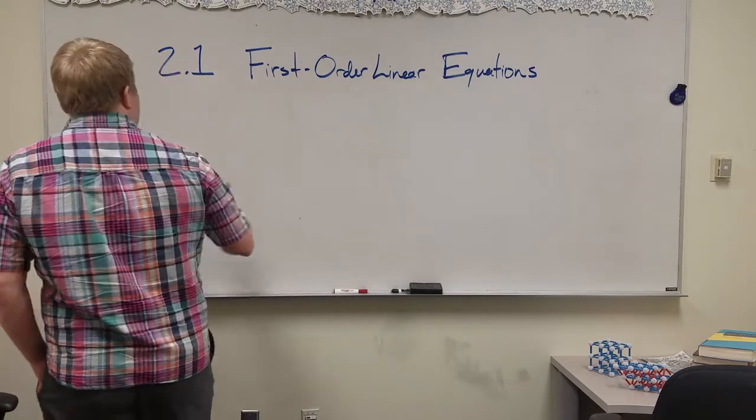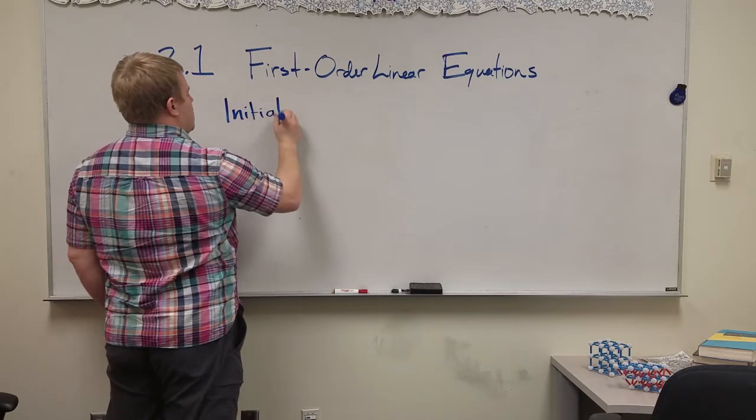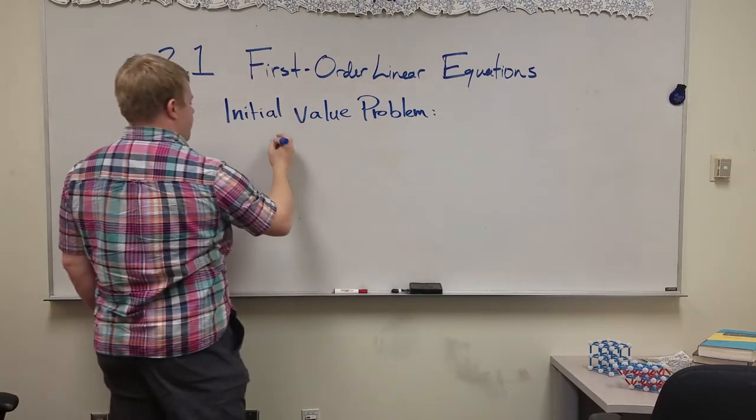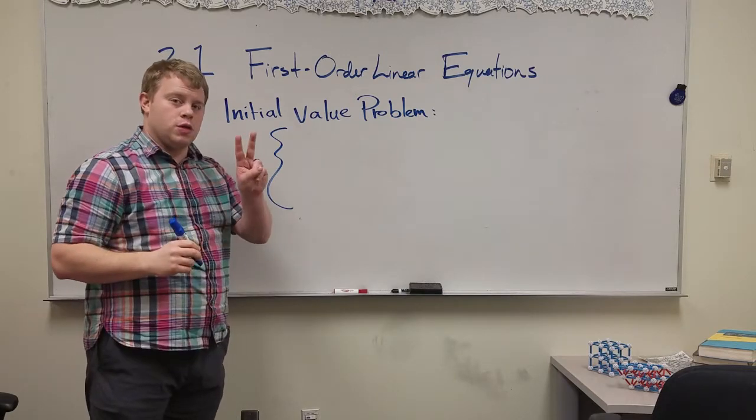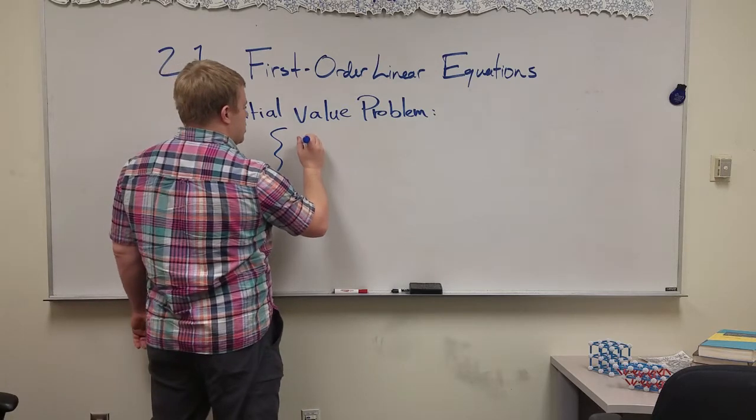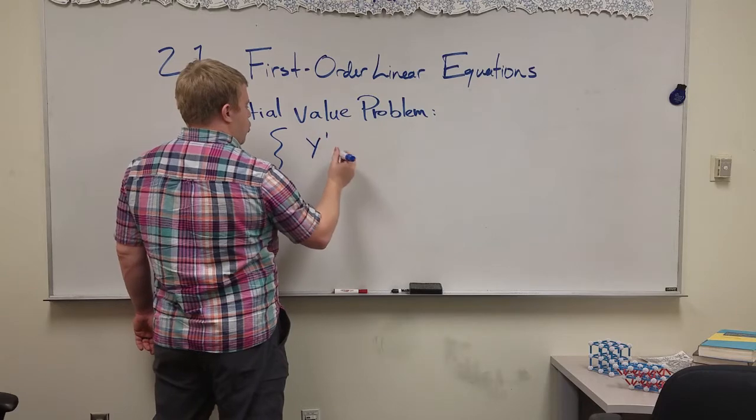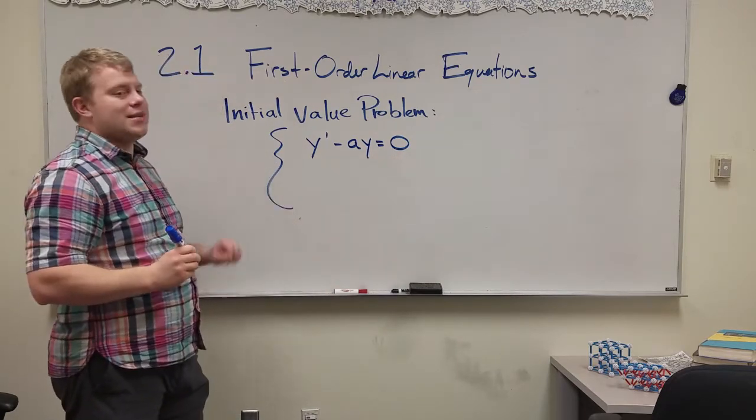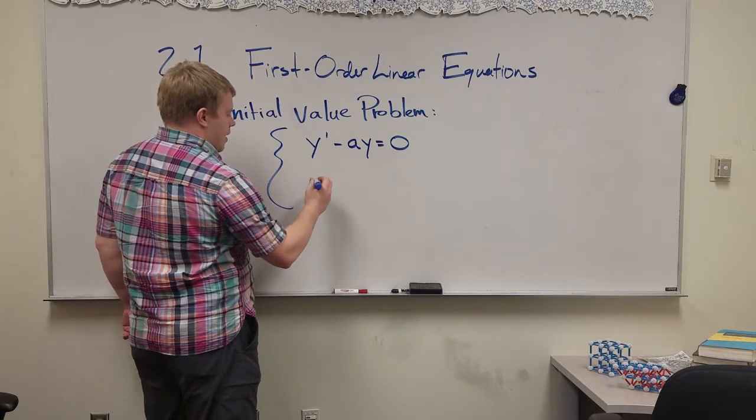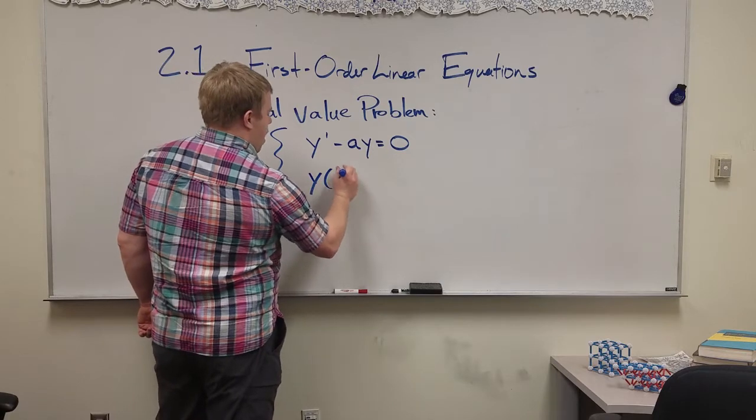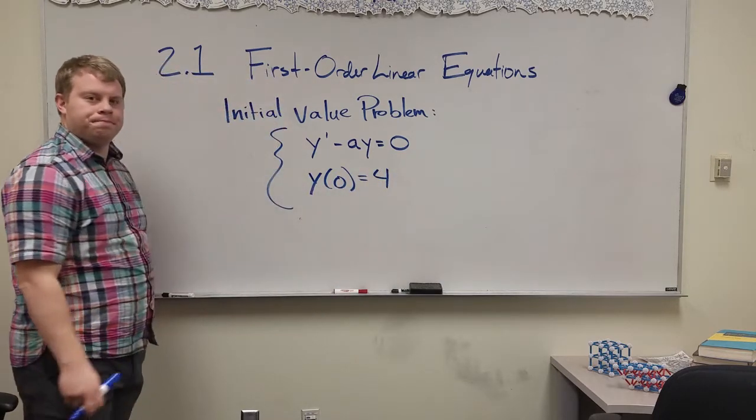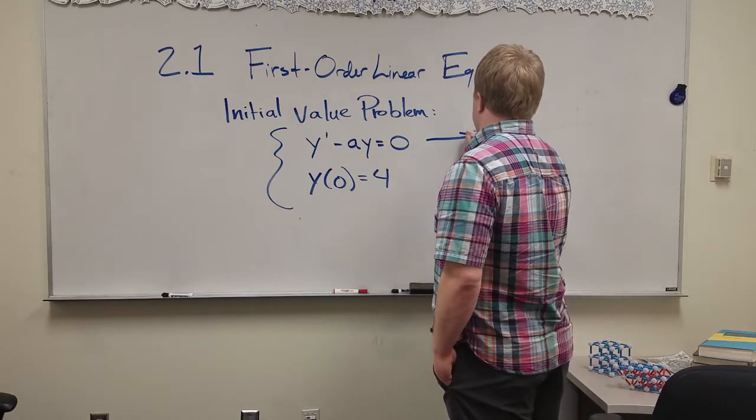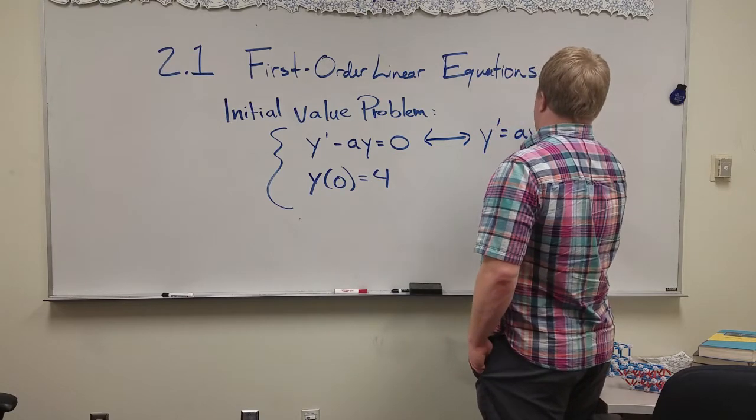Okay, so let's see. Let's say I have this initial value problem. Now remember, initial value problems always come with 2 things given to you. One is the differential equation, and in this case, we're going to make it y prime minus ay equals 0. Because there's a 0 on the right-hand side, this is a homogeneous equation. And we're going to have an initial condition: y of 0 equals 4.